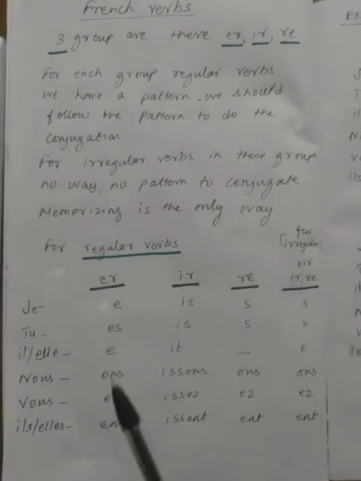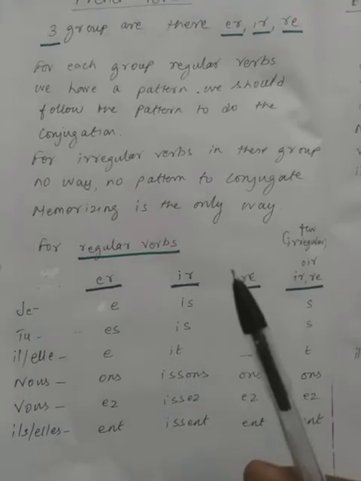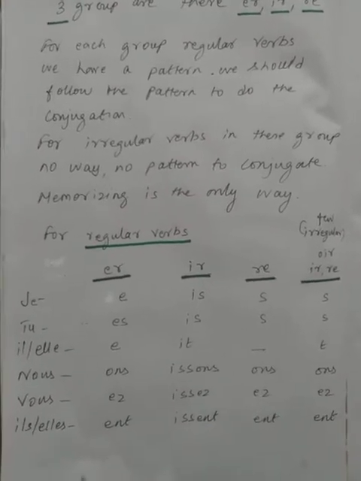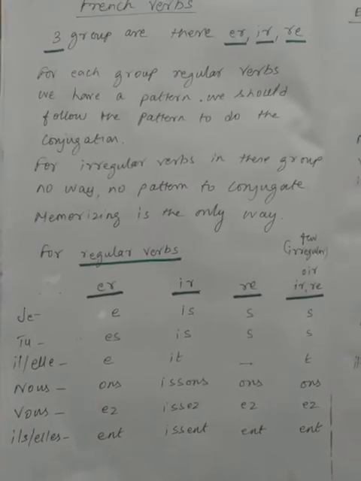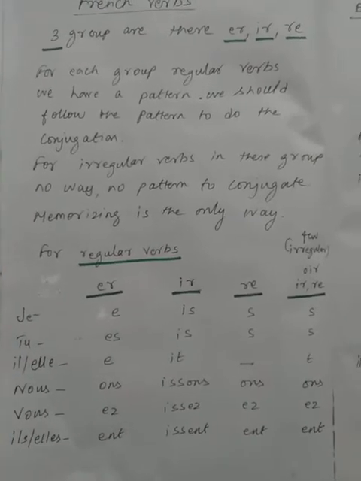For ER verbs replace these endings, for IR verbs replace these endings, for RE verbs replace these endings. Just memorize these endings to do the conjugation of regular verbs in present tense form. Okay. Now we see the example.